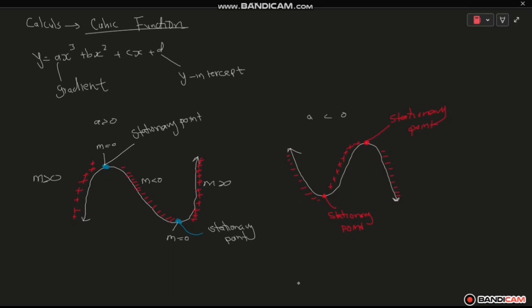Okay. And another important thing that you must note is that this part here, since the graph is increasing, they might ask you the question that says, for which values of x is the graph increasing?